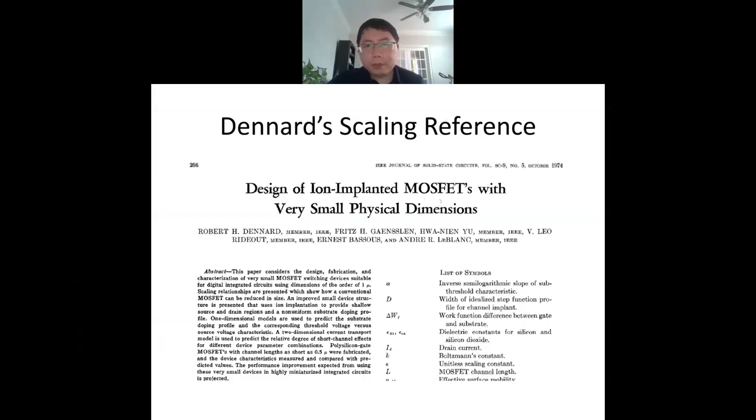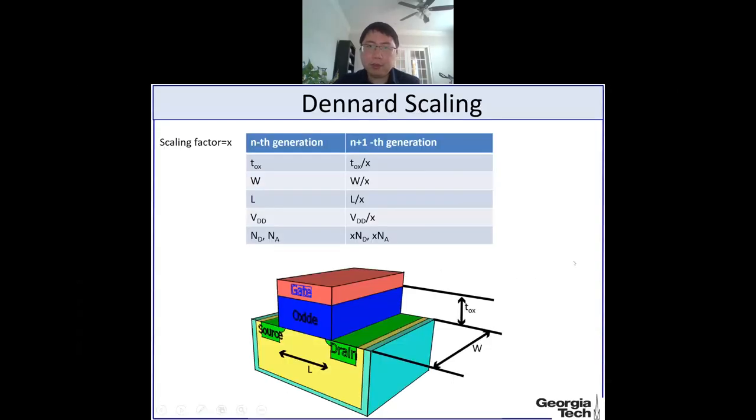So this is the original paper by Dennard. Okay, so I will not go through the original paper, but we are going to derive some of those conclusions from the Dennard scaling using the same approach as in this original paper. Okay, so let's do it.